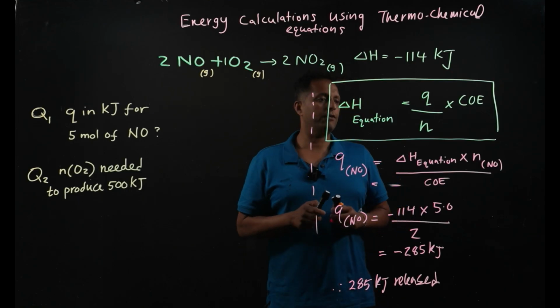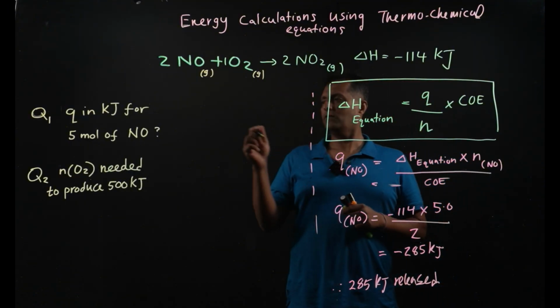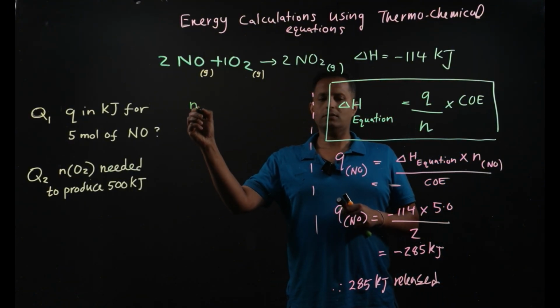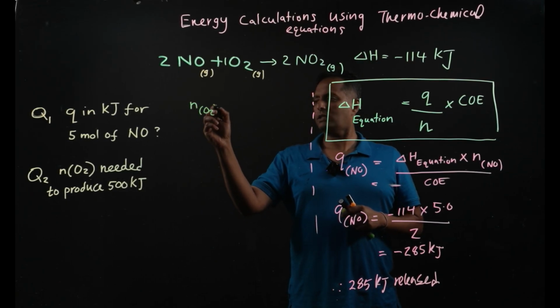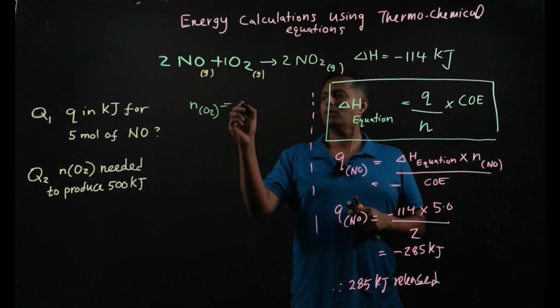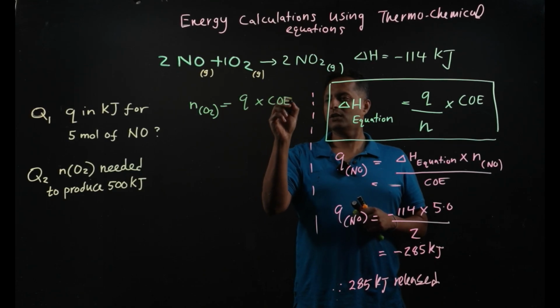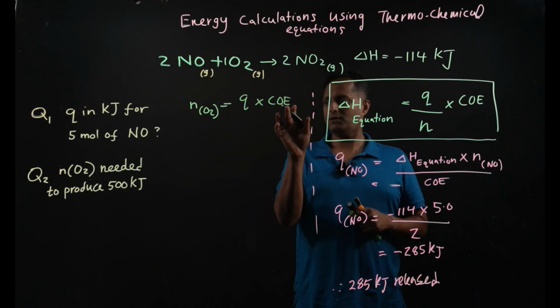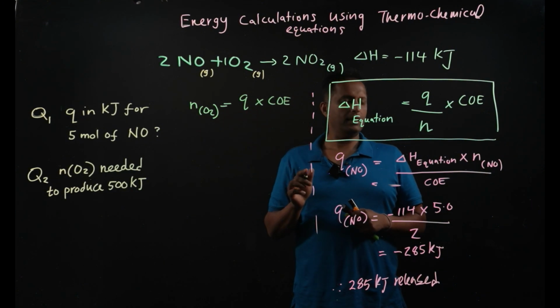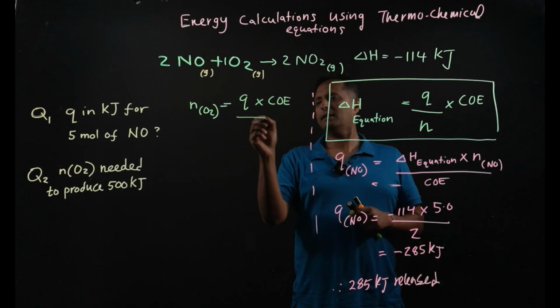In this case, we need to rearrange. We need to get the number of moles. So we write the number of moles of oxygen is equal to Q, the energy, times the coefficient of oxygen, because it's all about the oxygen here, divided by the delta H.